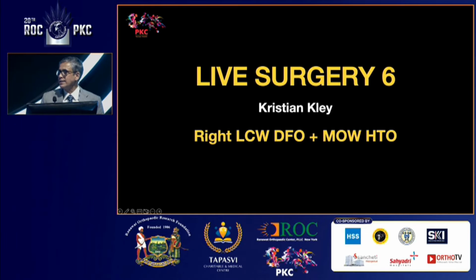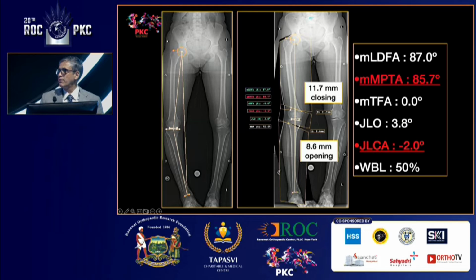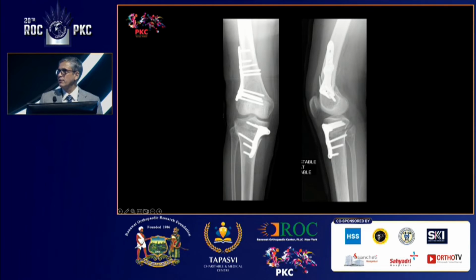Next. The last case was a varus deformity which required a double level osteotomy. Next. This was the deformity, a 19.5 degree varus deformity on the right side with an abnormal LDFA and an abnormal MPTA. Next. This was the correction with 11 millimeter closing in the femur and an 8.6 opening in the tibia. Next. And these are the final outcome images which show that the MPTA has been restored to normal and the limb is now straight with a closing in the femur and an opening in the tibia.